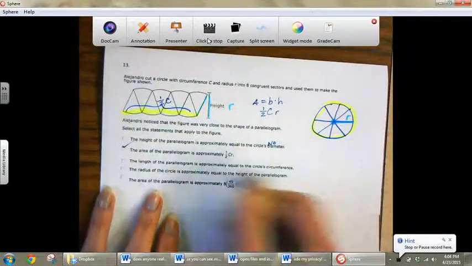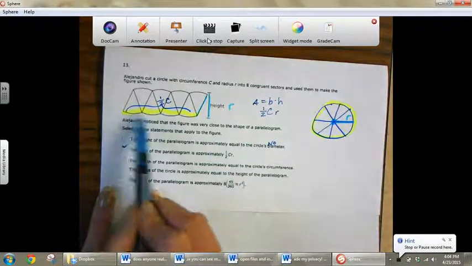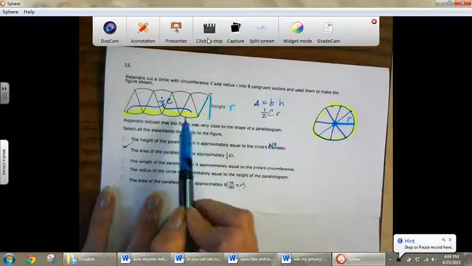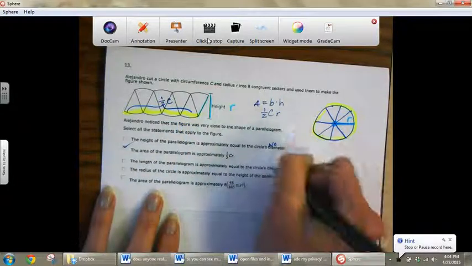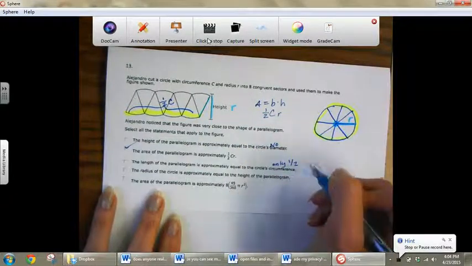The length of the parallelogram is equal to the circle's circumference. Well, the length of it is really not the whole circumference. The top and the bottom are the whole circumference, but the length is only half of it. So, nope. The radius is approximately equal to the height.